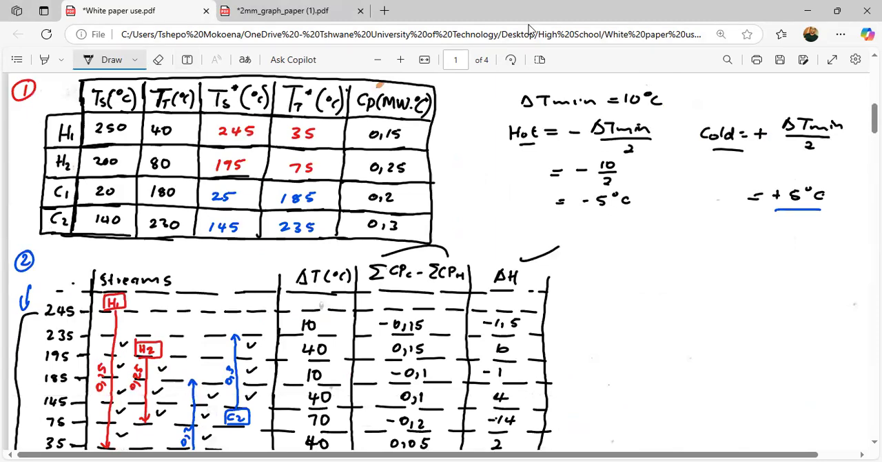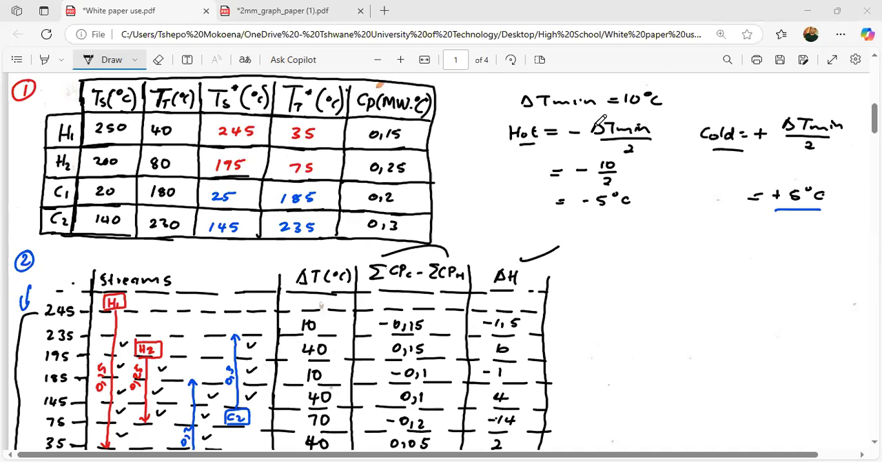So we have our streams H1, H2, C1, and C2. Let me check something, if this is visible. Okay, it's visible. We have H1, H2, C1, and C2, right? So remember, this is the given information, as well as this side. The one in the middle, it is the one that we had to do by ourselves.